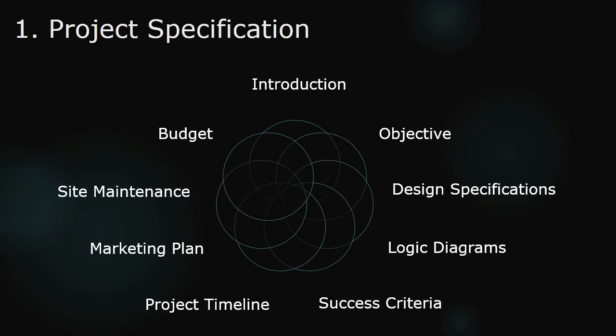First, project specifications. A project specification is a comprehensive description of objectives for the development of a project. It contains all goals, functionalities, and details required for the development team to fulfill the vision of the project. The following are the applications of project specifications. There are introduction, objective, design specifications, logic diagrams, success criteria, project timeline, marketing plan, site maintenance, budget.